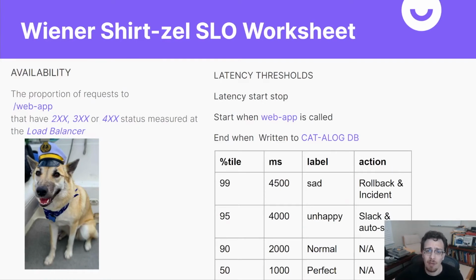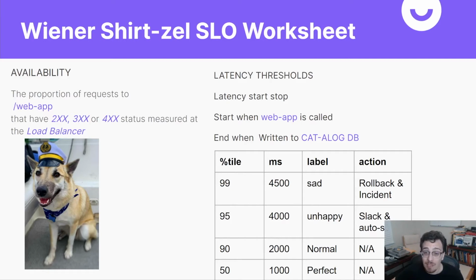Let's start talking about various latency thresholds for the catalog service. Here, we can codify what perfect and normal reliability targets look like for this service, which help us establish a baseline for further conversations, such as trying to figure out what unhappy and sad levels of service would be.